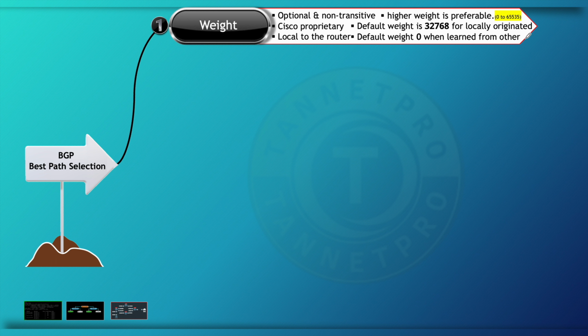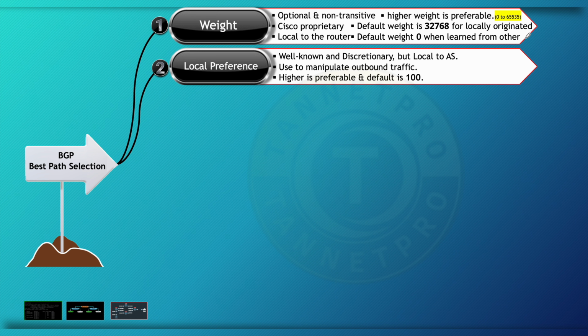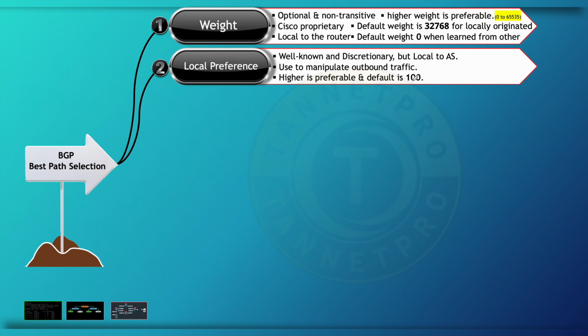Now let me take you to the next attribute. If the weight is checked, then it goes to the next attribute, that is the local preference. Now what is local preference? Again, local preference is well known and discretionary. Now where is your local preference? Let me take you to this address family. So where is your local preference? Here, right? Local preference is well known and discretionary. The same thing is also mentioned over here, right?